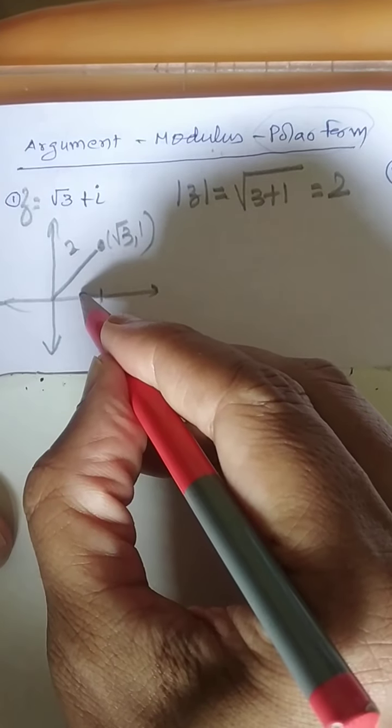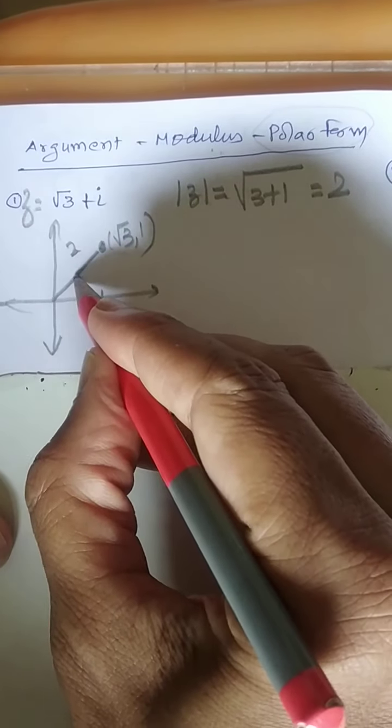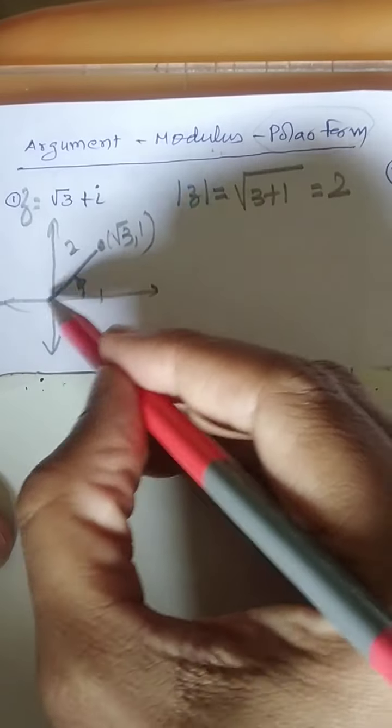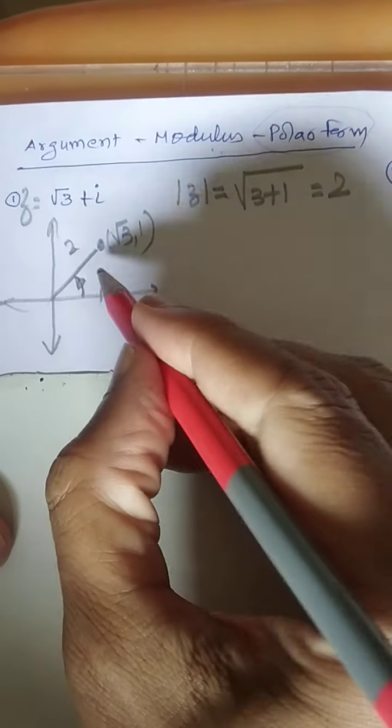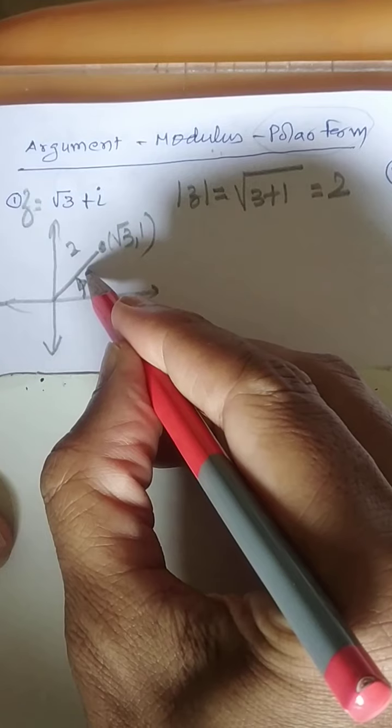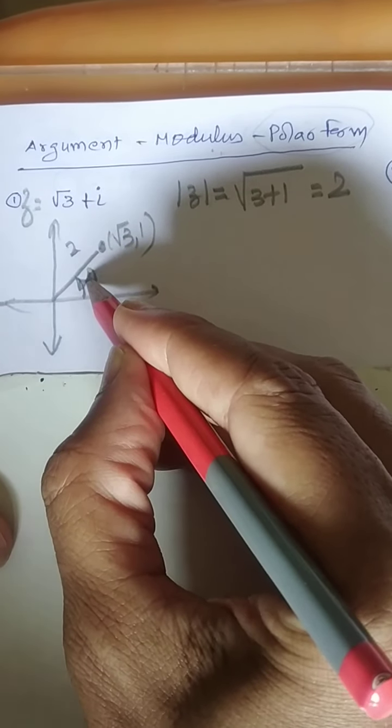Now the argument, the word I am using, is nothing but the angle made by this line with respect to the real axis. So this is at present unknown, so I should consider it as theta.